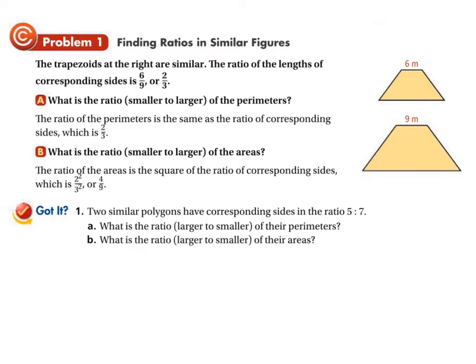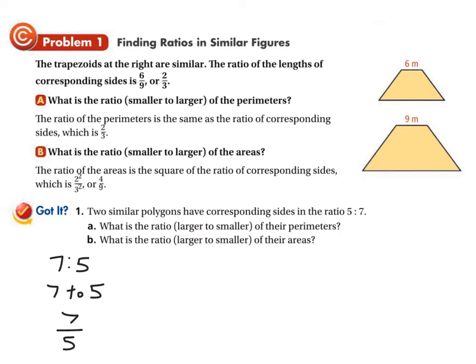Okay, so if they're saying larger to smaller, the perimeter, remember, the perimeter ratio is the same as the side ratio. So since they want it larger to smaller, instead of writing 5 to 7, we're going to say 7 to 5, or you could write 7 to 5, either one of those, okay?